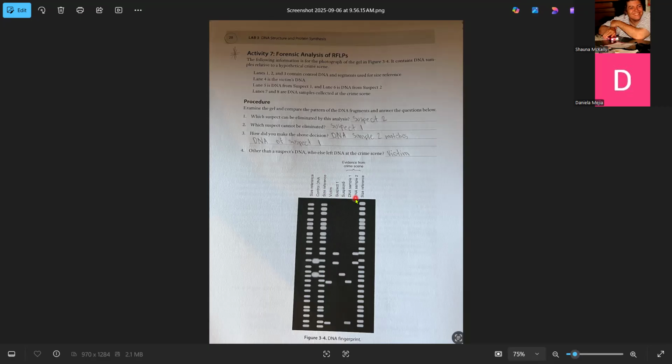So lines 1, 2, and 3 contain controlled DNA and segments used for size reference. So here's 1, 2, 3. Okay.